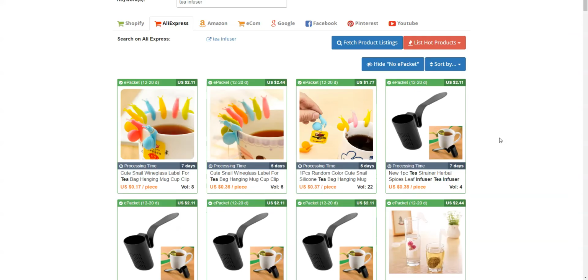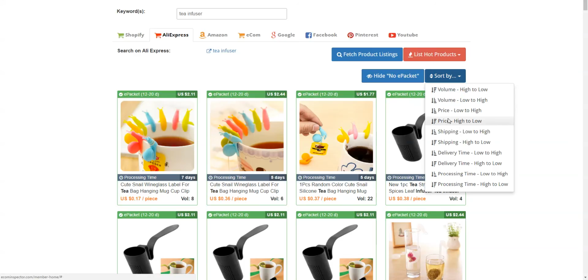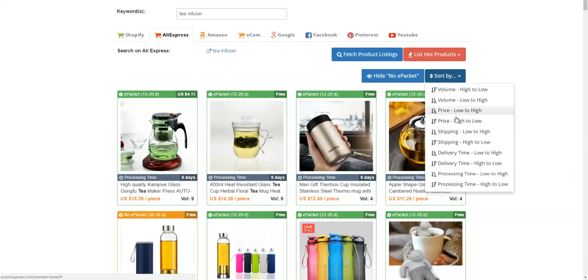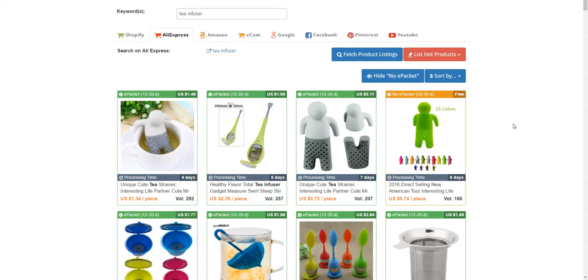So this just gives you a different way you can sort it, from low to high to low. Who's selling the most expensive things that are coming up for a tea infuser. You can also sort it by shipping, by delivery time, by processing time. So you can do all those different sorts so you can see exactly what is coming up.